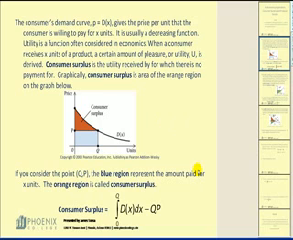If you consider the point Q, P, the blue region represents the amount paid for X units, and again, the orange region is your consumer surplus. So in order to find the orange region, we have to take the integral of the demand function from 0 to Q, and then subtract out the area of this rectangle, which would be Q times P.